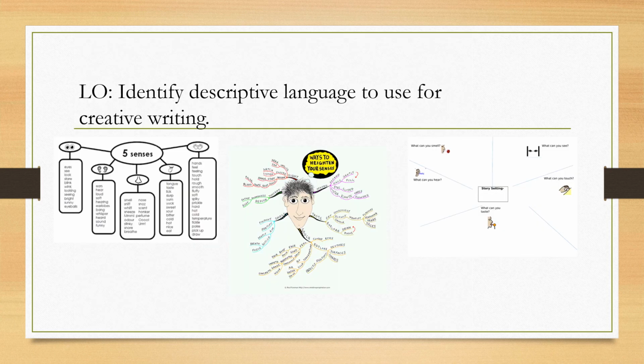So referring back to the start of our lesson, our learning objective was to identify descriptive language to use for creative writing. Now I've given you a few ideas. I'm really looking forward to seeing some of your ideas uploaded onto Teams, and I'm sure Miss Slater will give me some great feedback from school. I'd love for you to have a look at some different ideas for sensory maps online. I've screenshotted a few here that you can see. You can be as creative as you want with it.